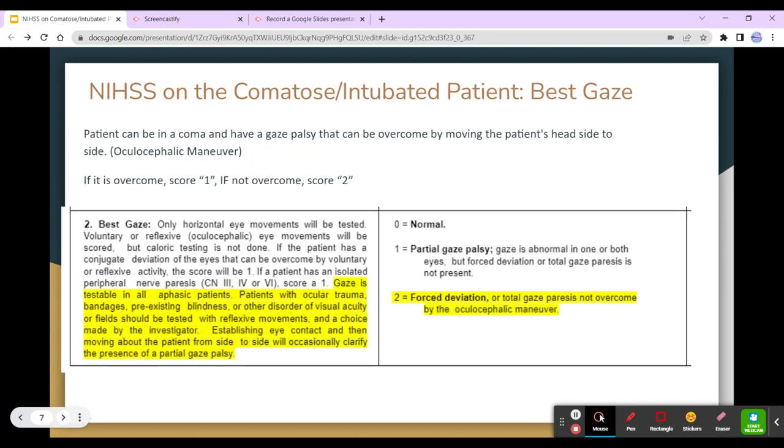Best gaze is number 2. We've all seen where patients have the forced gaze deviation. However, this can be overcome in the comatose patient with an oculocephalic maneuver. And therefore, if it is overcome, it is not considered a forced deviation. It would be considered a partial gaze palsy. If the patient is able to track you, if they're intubated, then they would get a 0.